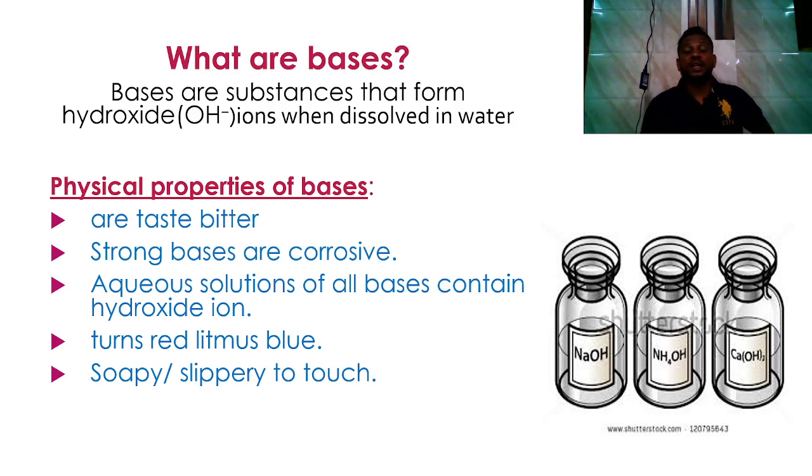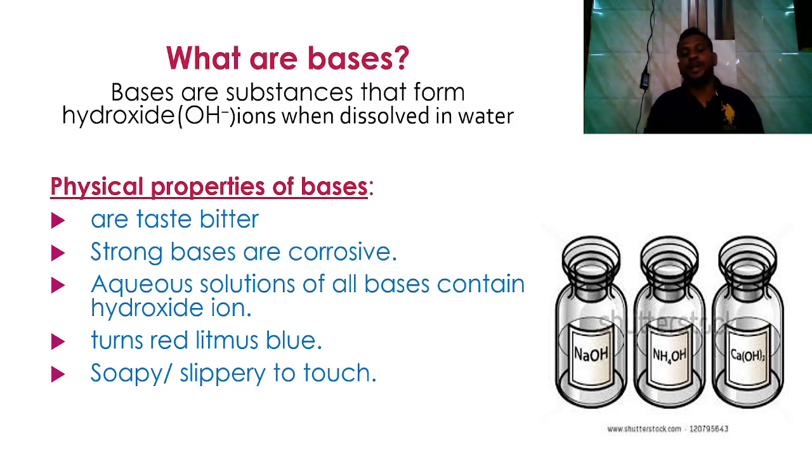If we move further, the second point of this chapter is bases. What are bases? Bases are the substances that form the hydroxide OH group. In acids, they liberate or produce H ions. But in bases, the substances form the hydroxide ion, that is the OH minus ion, when dissolved in water. It means we take the base and mix it with water. When we mix the base with water, it produces OH ions or hydroxide ions.